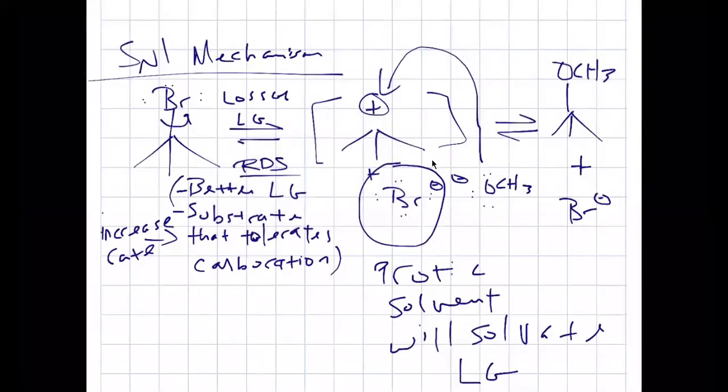So the concept of solvation also applies for your leaving group. When the leaving group leaves, the protic solvent is going to solvate it, stabilize it. That's going to make that happen even faster, right? So that's why we use protic solvents with the SN1. And the key characteristic is that when this happens, the rate determining step is the loss of the leaving group.